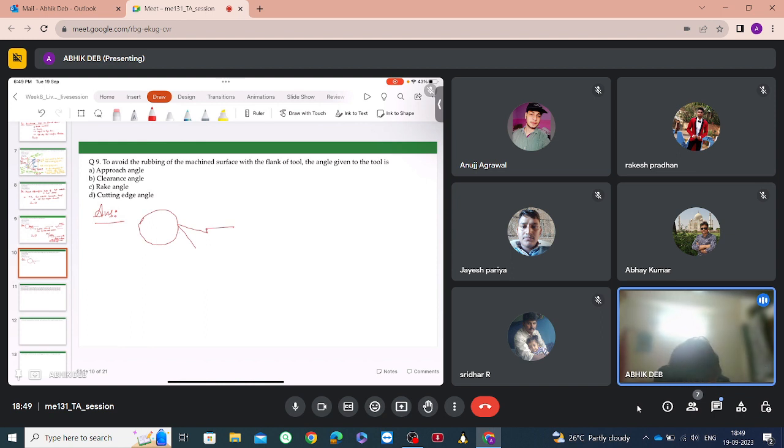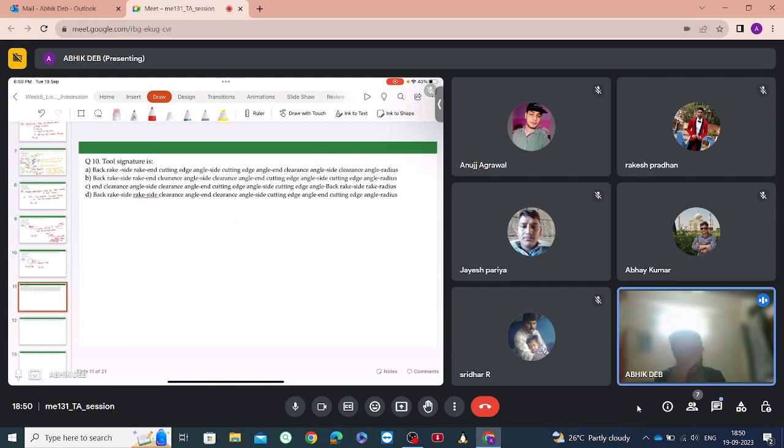So this is the chip form, and this is the machined surface. To avoid contact of this flank region with the machined surface, we give this angle, which is called the clearance angle. So the answer is option B.